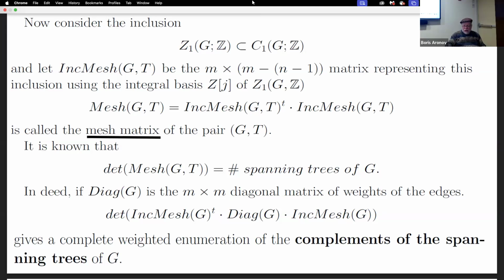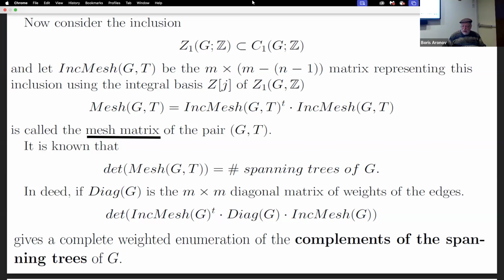Okay. Now the mesh matrix actually has a formula. It can be written as a product of an inclusion matrix that we talked about a few minutes ago times its transpose, actually. So that's a fact of linear algebra. There's a similar fact for the Kirchhoff matrix, that it can be written as a product of a matrix times its transpose. Anyway, the mesh matrix has a nice linear algebra factorization, which we're going to use.